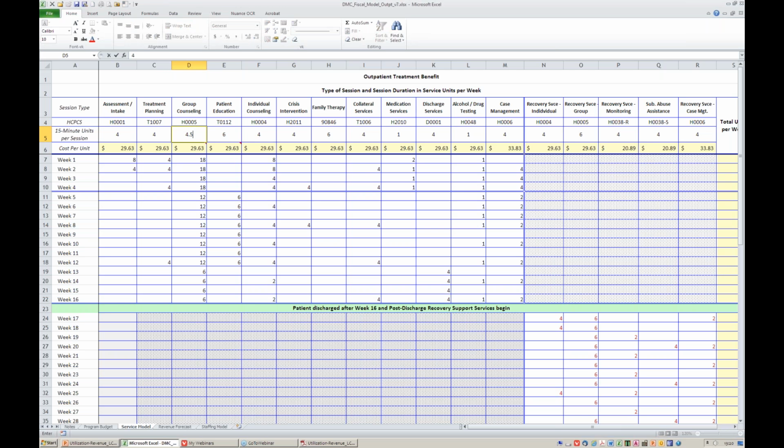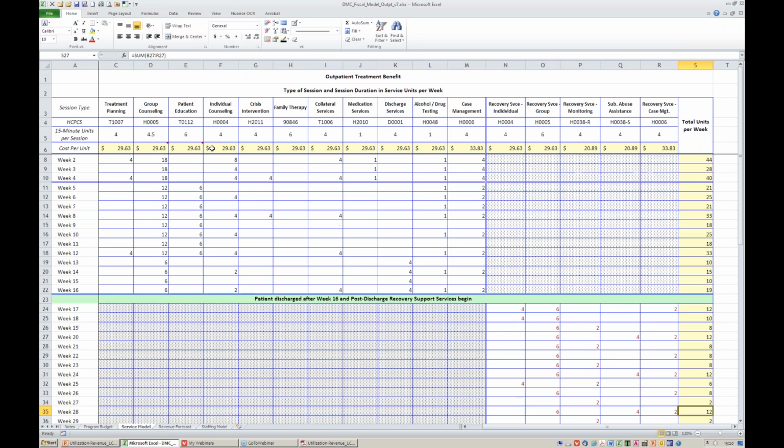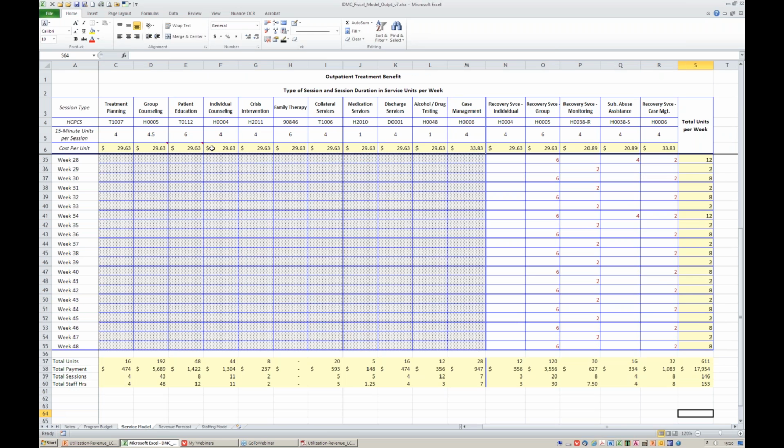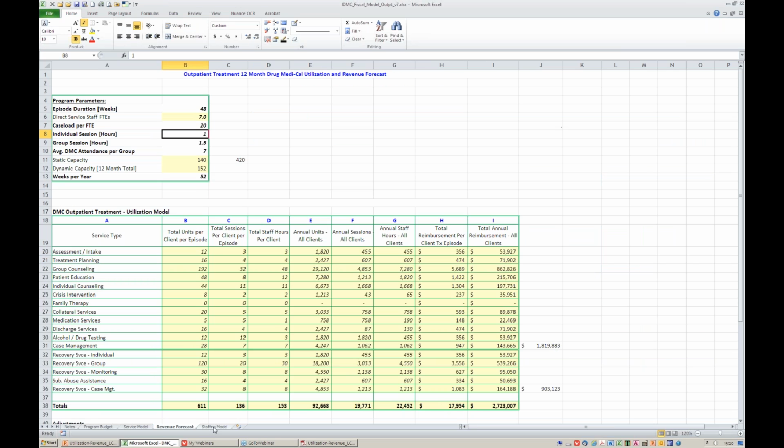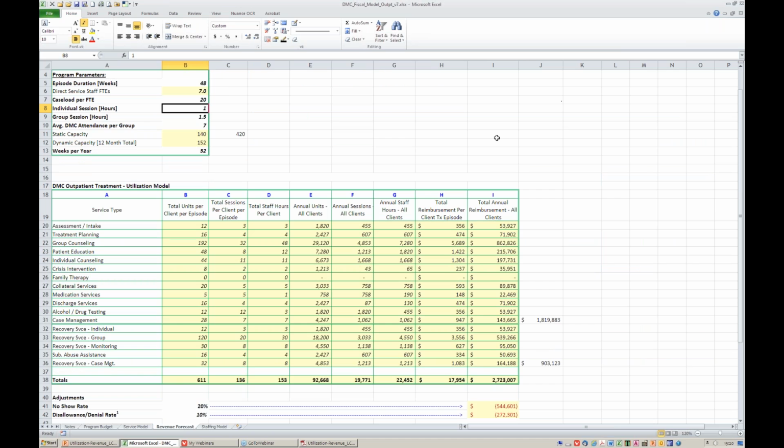And actually, if we do this, 4.5, yeah, it didn't change anything. But anyway, yeah, so we can do that. All right, just in the interest of time, which is running short. So anyway, this is looking at the revenue.